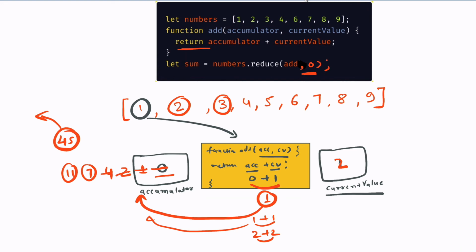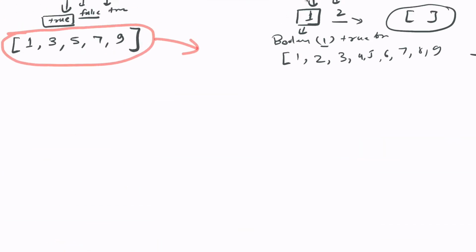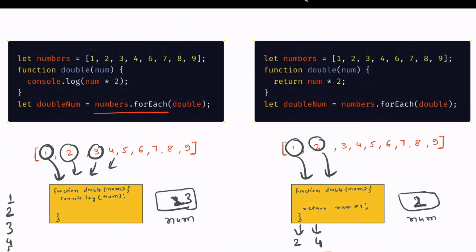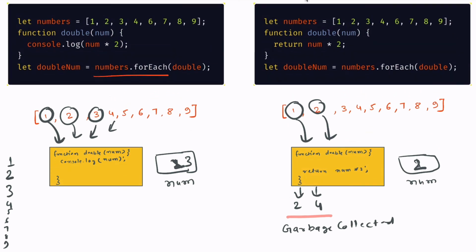So in this way, we learned about the four methods, started with forEach, and we got to know that forEach takes each element of the array and calls the callback function with that value. And when you're using console log, it will show the message in the console, but when you're using return, it will not do anything to the value and it will be garbage collected.